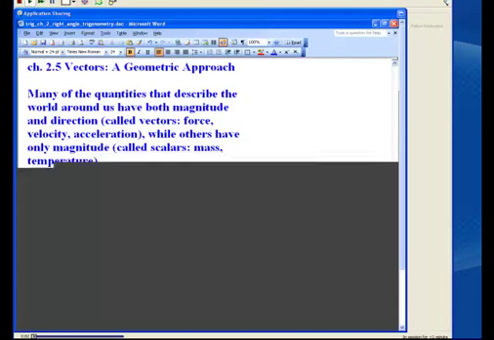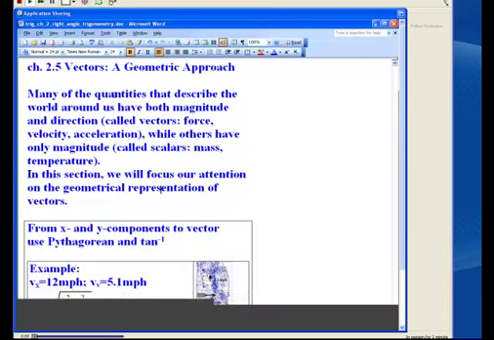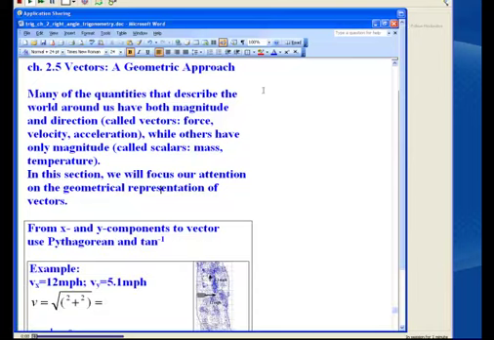Welcome to this lecture on vectors, a geometric approach. We'll be looking at what are called vectors, which have both a number attached to them, a magnitude, and a direction. Examples for those are force, velocity, acceleration, others maybe pressure.